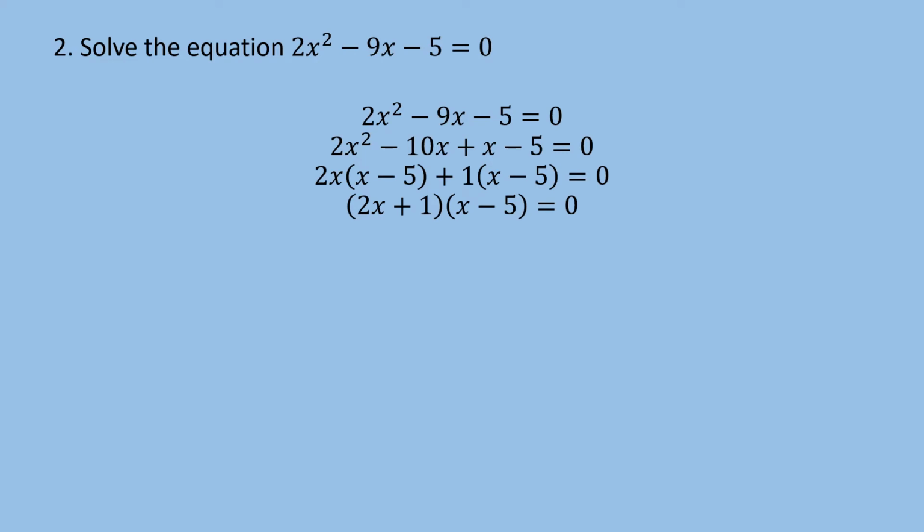If those two are equal to 0, then one of the brackets must be equal to 0. So 2x plus 1 equals 0 or x minus 5 equals 0. 2x equals minus 1 or x equals 5. x equals minus half or x equals 5. Those are the two solutions of this given quadratic equation.